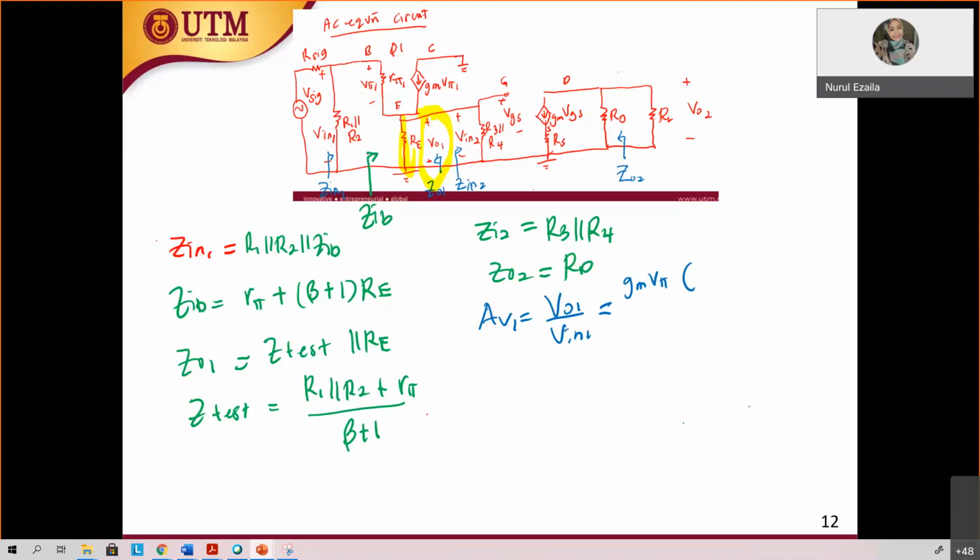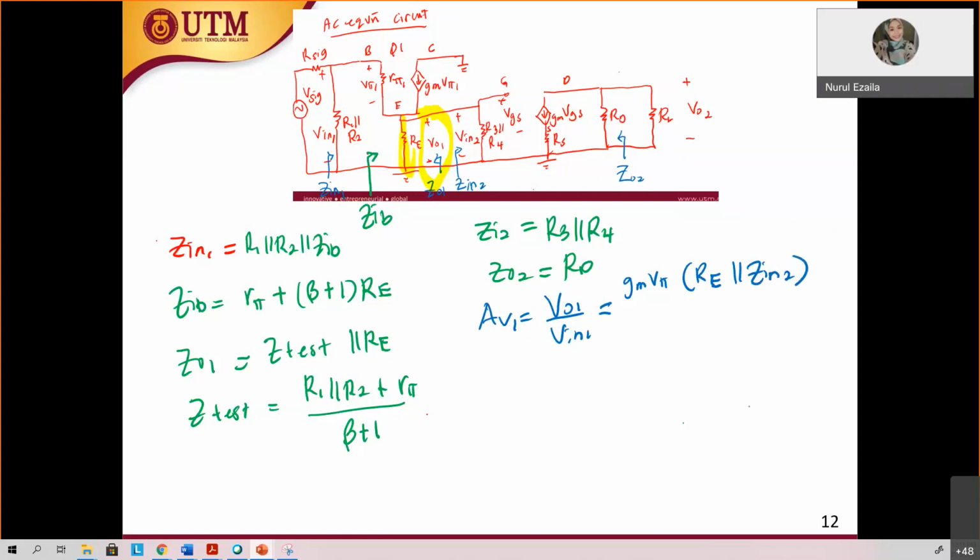What is the total resistor across that node? Jack output 1 parallel with Jack input 2. No, this is the voltage across that resistor, not that impedance, okay? Across V out 1, as I have mentioned many times, you have RE and also parallel with Z in 2.